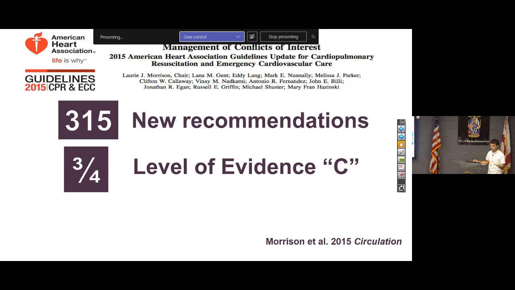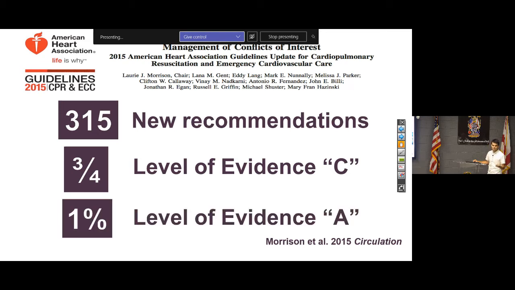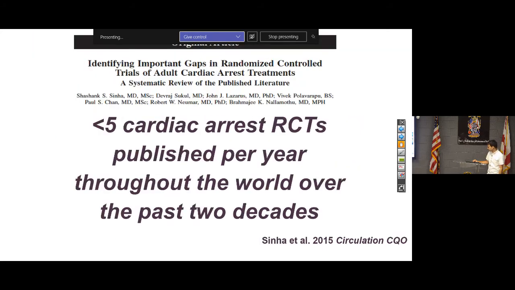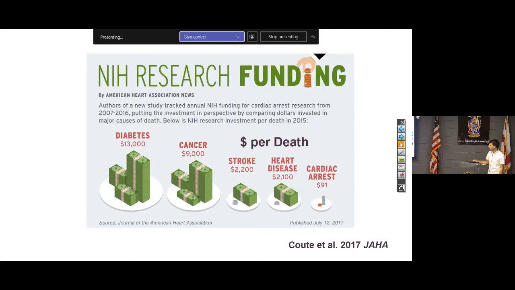But it's not based off of high quality data. Only 1% were level of evidence A. That's randomized control trials that we're going to go over. So overall, not a lot of research being done. We certainly need a lot more. And this is for adults. If you look at pediatric, there's even way less data being produced. Over the past 20 years or so, there's been less than five cardiac arrest randomized controlled trials yearly, and that's not in the country, that's in the world. So I'm just saying that there needs to be more.